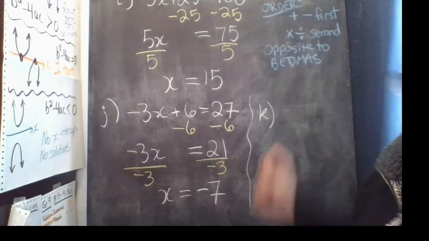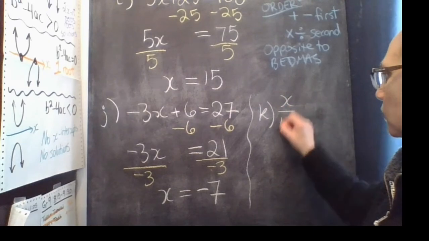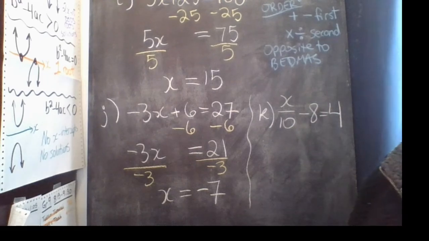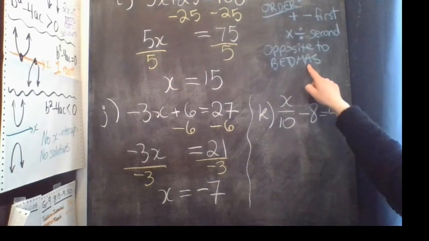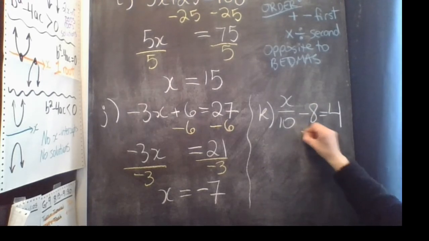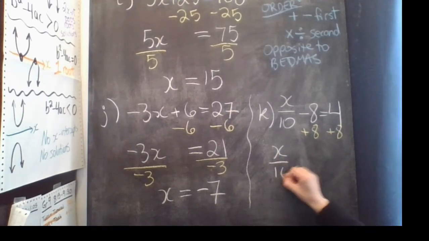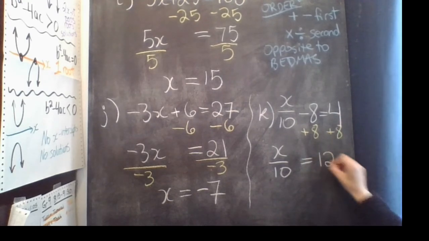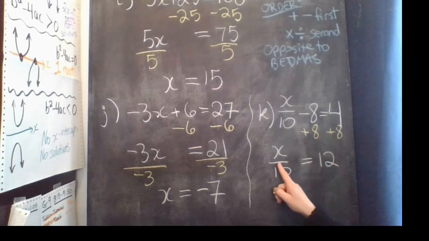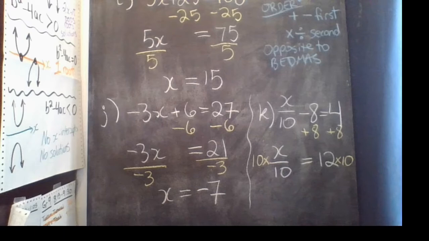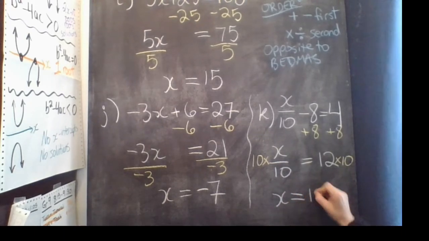Okay. Let's do one last one. X over 10 minus 8 equals 4. I think I can squeeze that in. Order of operations, opposite, says I'm going to move the 8 first. So that's plus 8 to both sides. So I've got x over 10 equals 4 plus 8 is 12. Fraction line means divide, so let's multiply both sides by 10. And you're left with x equals 120.